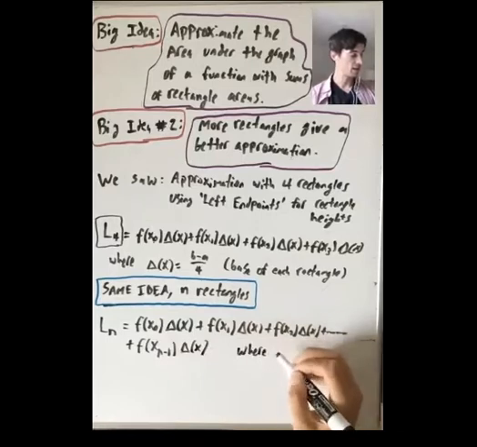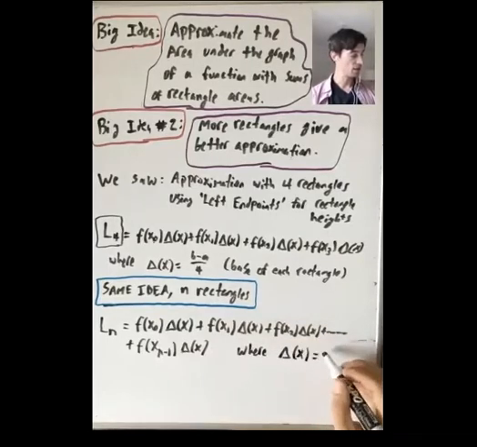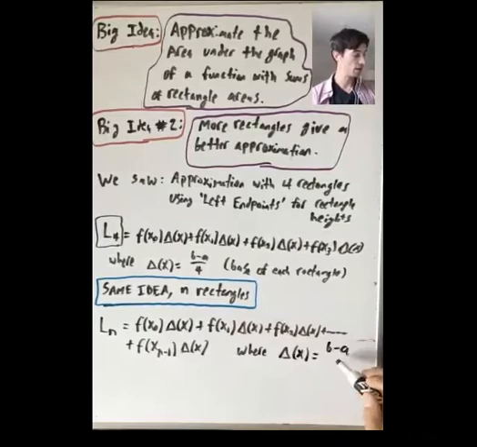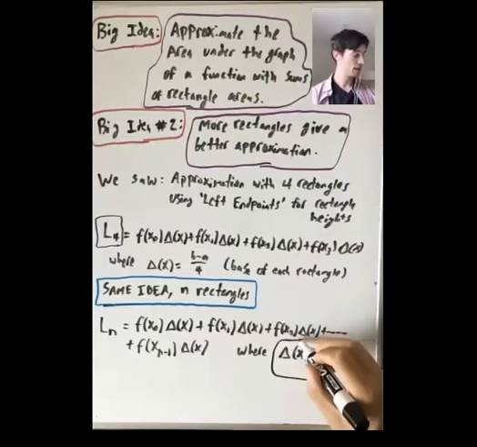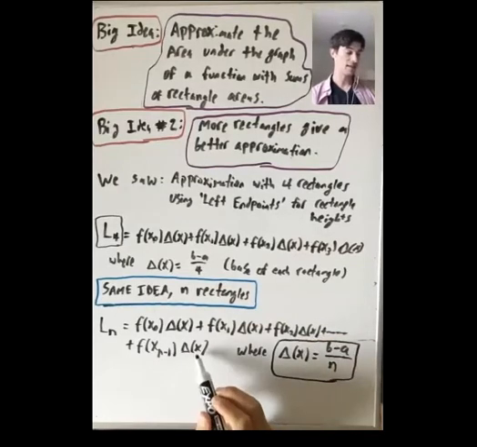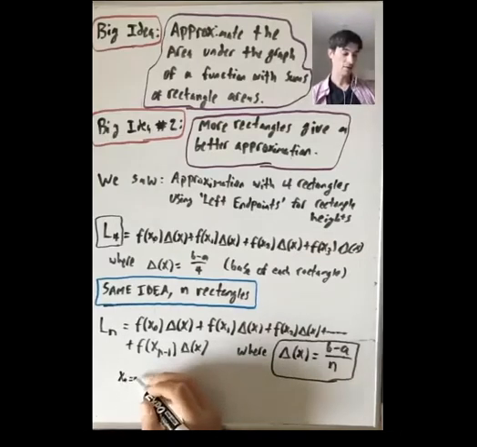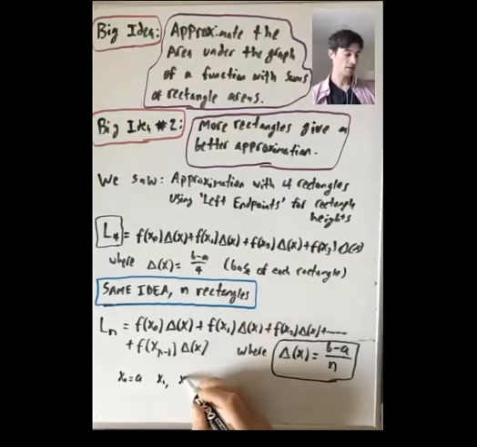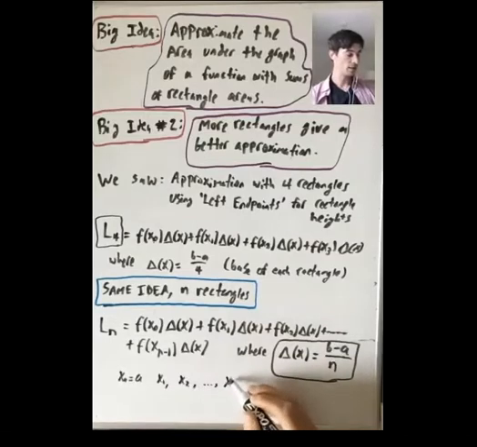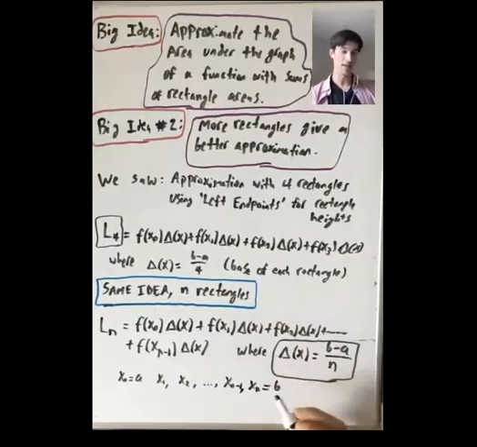So what's the idea? What is this delta x here? Delta x is equal to the base of each rectangle. So we have n rectangles, and they take us from the starting point a to the ending point b. So we have to split that up into n pieces. So delta x is (b minus a) over n. It's the same delta x for each of these n terms. And so you take x0 equals a, x1, x2, all these points along your interval from a to b, and xn is equal to b.